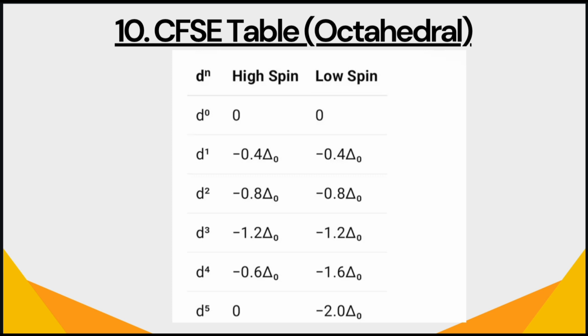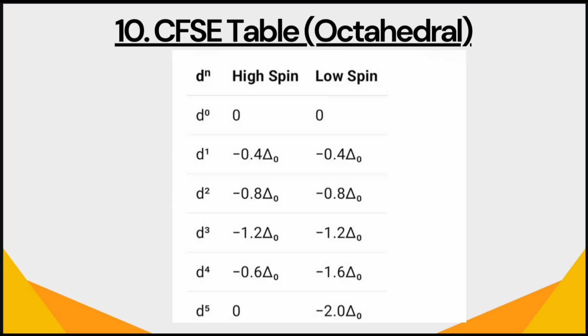We'll see the d^n configurations, high spin and low spin. For d0, high spin is 0 and low spin is also 0. This is the CFSE value. For d1, high spin is -0.4 Δo and low spin is -0.4 Δo. For d2, high spin is -0.8 Δo and low spin is also -0.8 Δo. For d3, high spin is -1.2 Δo and low spin is also -1.2 Δo.